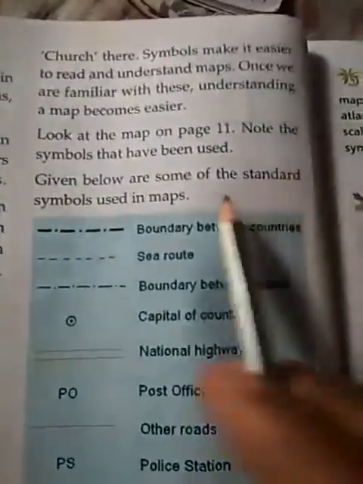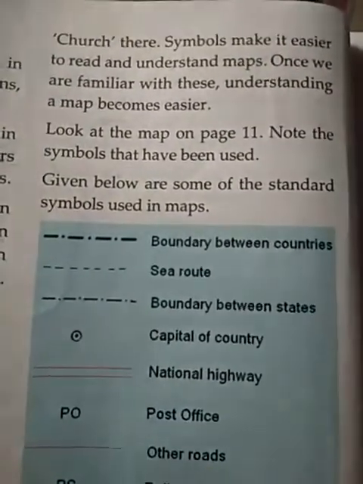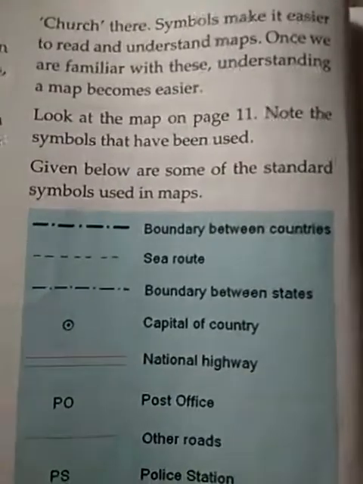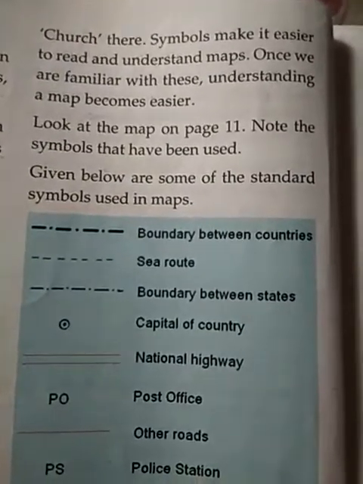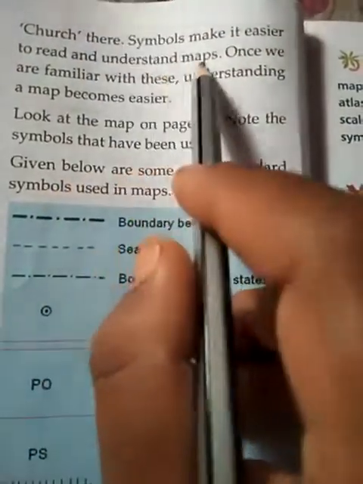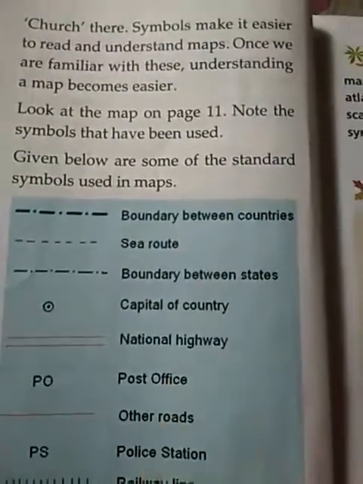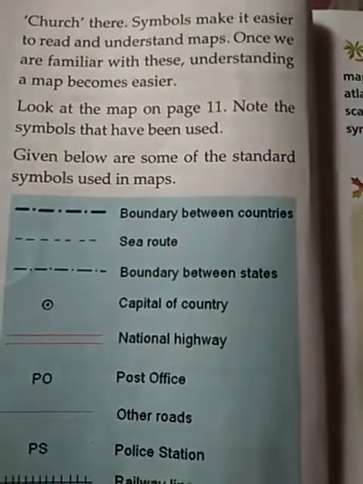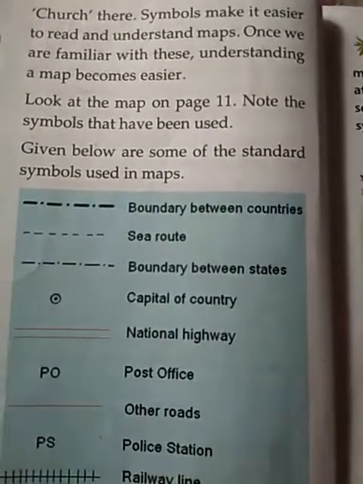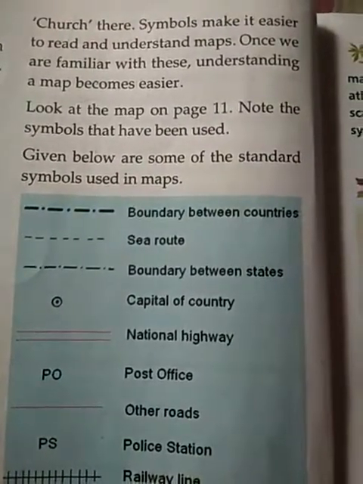Like this, for different places, we can use different shapes or symbols to represent different places. For example, for hospitals, for houses, for banks, we can use different symbols. The symbols make it easier to read and understand maps. Once we are familiar with these, understanding a map becomes easier. Means with the help of these symbols, it becomes very easy to read and understand maps, and we can save our time for writing the words.